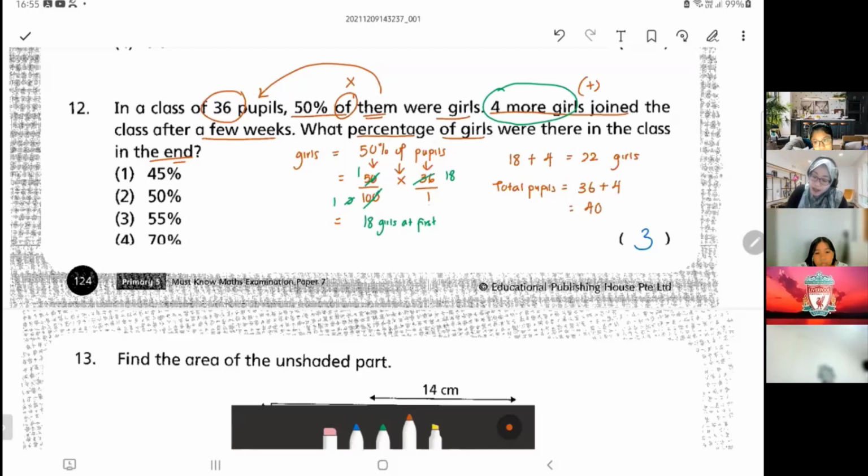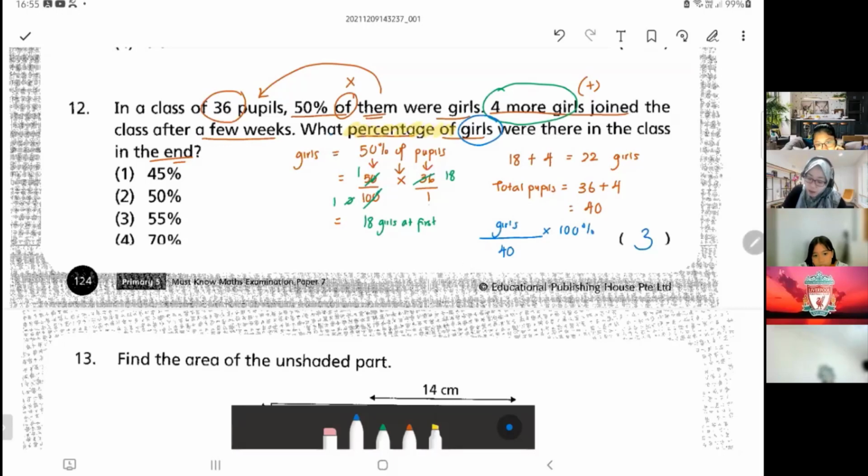So what percentage of girls? I want you to look at this. Whenever you have the words percentage of, I told you before, always look at what they want. What percentage of the girls were there in the class? What do they want? They want the girls. So I want the girls in the class over the class, which is 40, and then times 100%, because I want percentage. If I do not want percentage, I can just leave it as girls over 40, and then simplify.